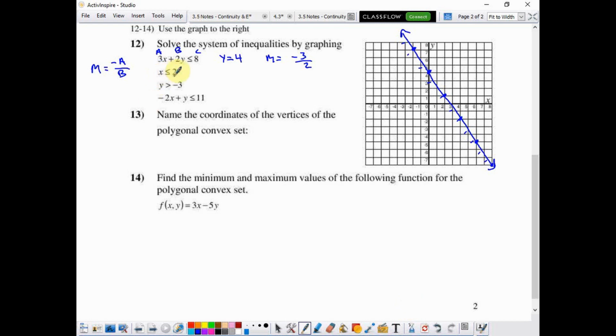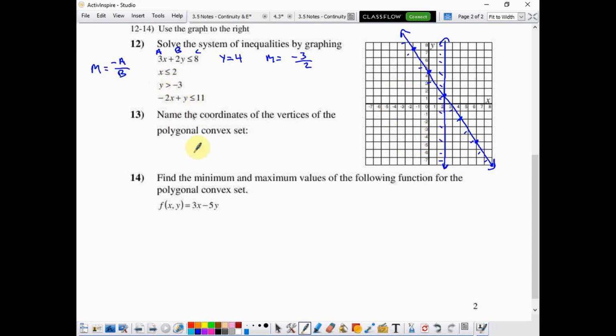Next one, x is less than or equal to 2. So that means move 2 to the right and draw a vertical line. If I put in a 0 for x, 0 is less than or equal to 2. That is true. The origin is true, so I'm going to shade toward the origin so we can see we've narrowed into this section that's been shaded both times.